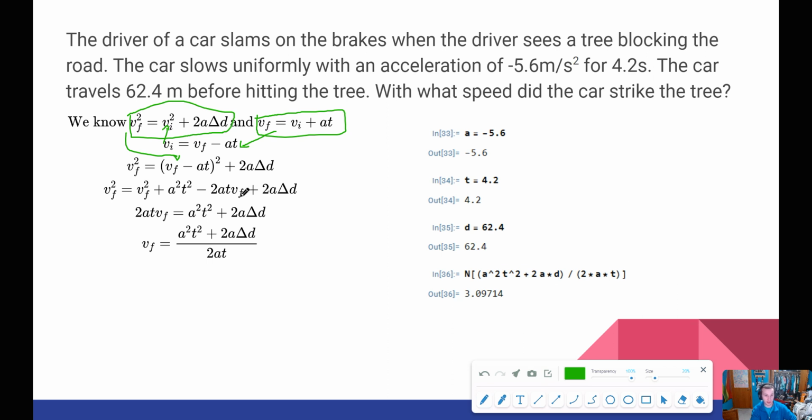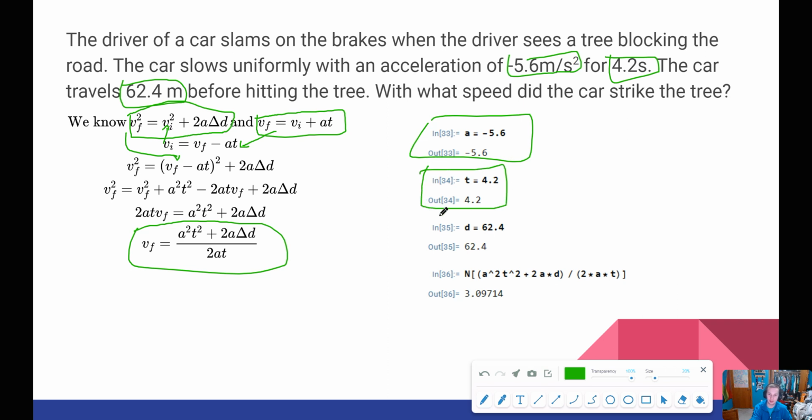And then we do some algebraic steps to get vf as a function of known stuff. We know the acceleration, negative 5.6 meters per second squared. We know the displacement, 62.4 meters, and we know the time, 4.2 seconds. The nice thing about Mathematica is that you can just set up variables. You can set up a, you can set up t, and you can set up d, our three known quantities.